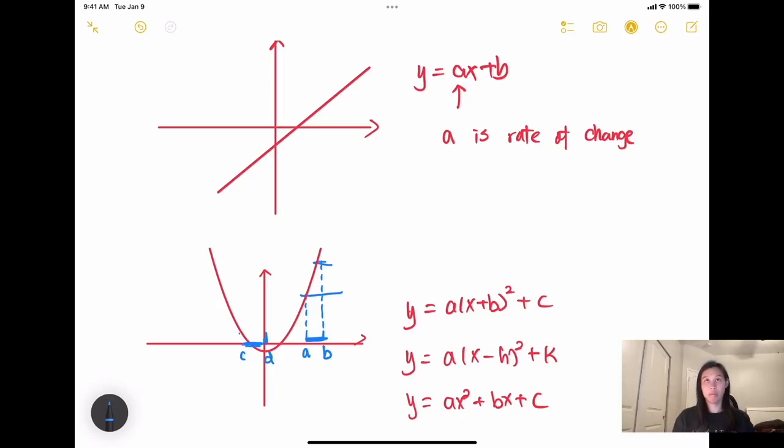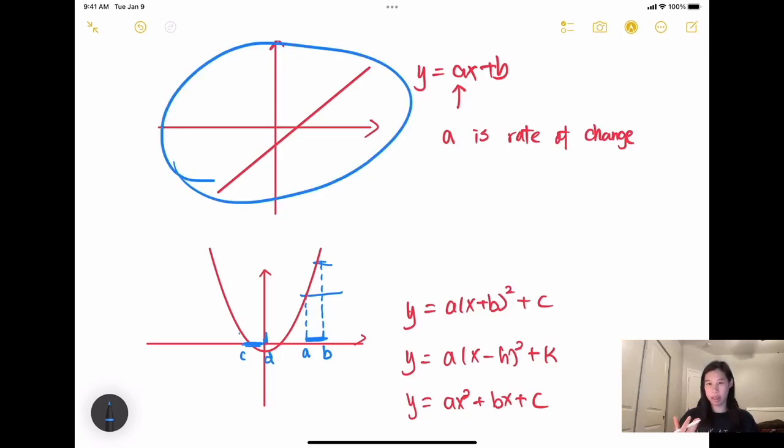So actually, a changing rate of change is more common than a constant rate of change. A constant rate of change is a special case.